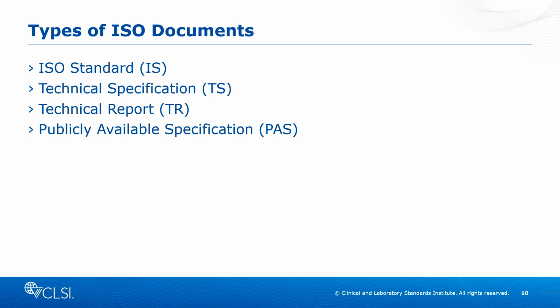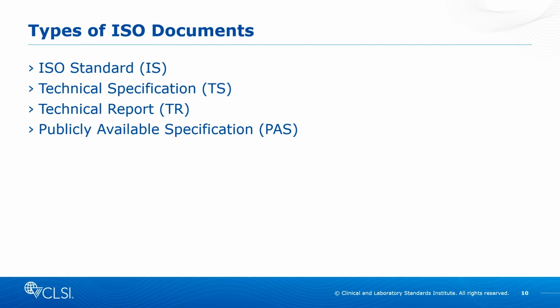A committee may decide to prepare and publish a publicly available specification when there is an urgent market need and there is a need for a preliminary document prior to the development of a full international standard. The committee wishes to adopt a published document from an external organization, or the committee has developed a document that has not yet been approved at DIS or FDIS.